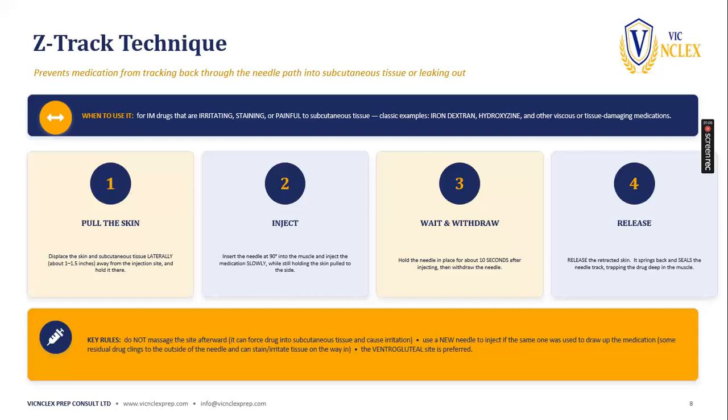Now, after you finish giving this Z-track method, please don't massage the site. Don't massage the fat, because when you do that, it will force the drug into the subcutaneous tissue and it will cause irritation. Are you following? Don't massage the site. So take note of that. So that is it for the Z-track method of giving an IM injection.